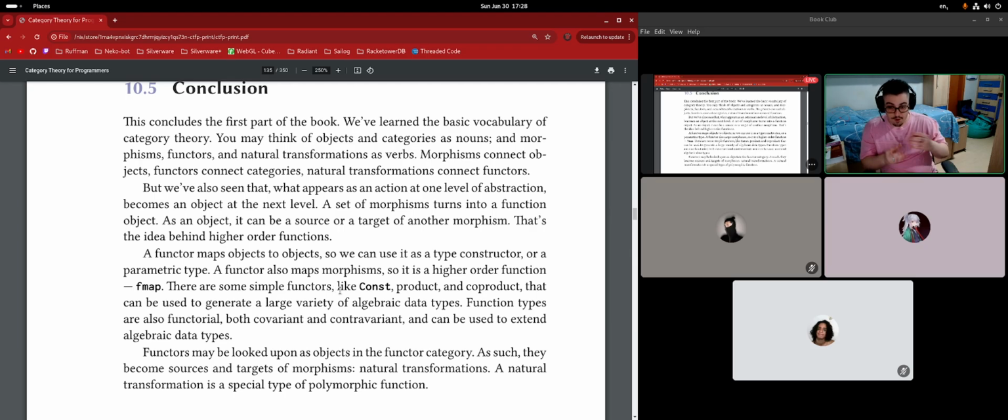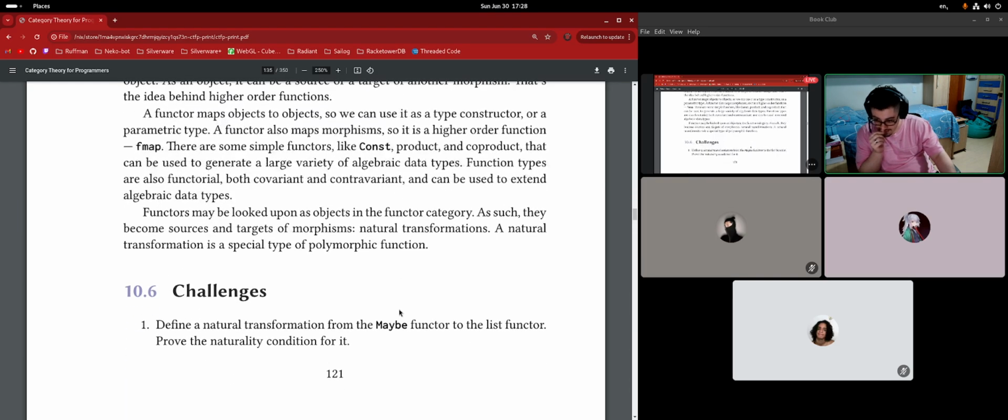So functors may be looked upon as objects in the functor category. Now the functors themselves become objects. As such, they become sources and targets of morphisms, which have a special name: natural transformations. A natural transformation is a special type of polymorphic function. And that's the conclusion.